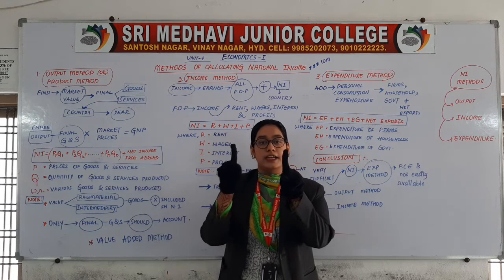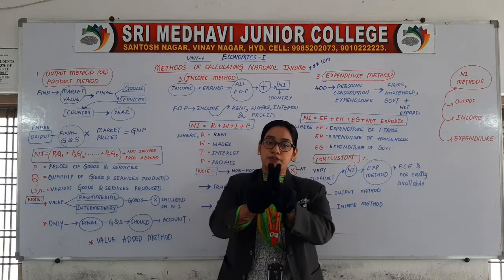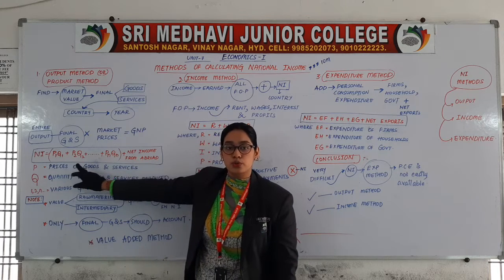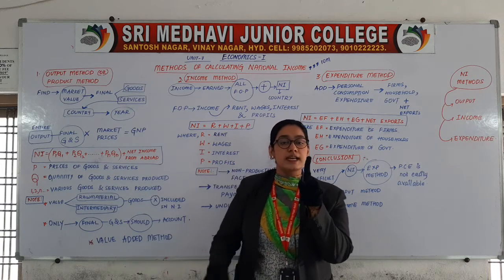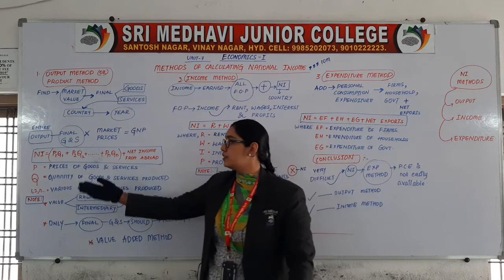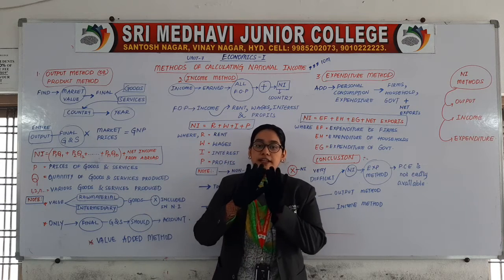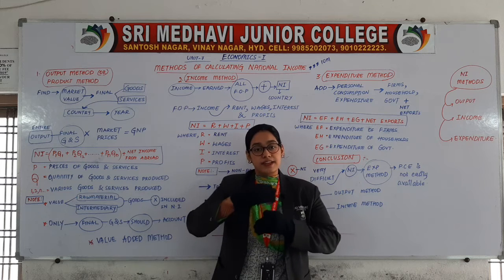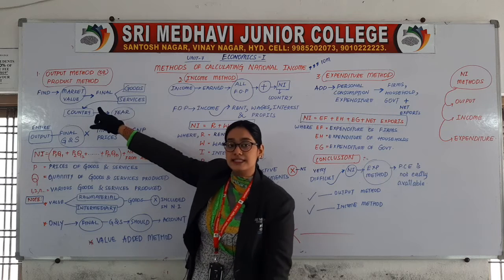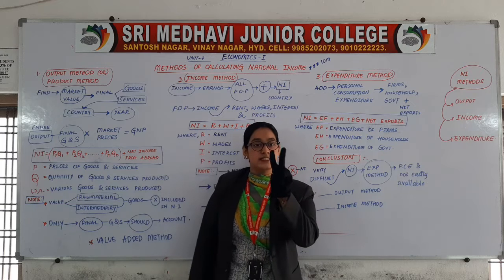Okay, P1 into Q1, the price of the first commodity multiplied with the quantity of the first commodity, plus sign is there. Then P2 Q2, the price of the second commodity multiplied with the quantity of the second commodity, again plus, and so on, up to the price of n commodities multiplied with the quantity of n commodities. Everywhere I am saying multiply. Multiply means what? Product. This is the reason why the output method is also called the product method. These are the two names.